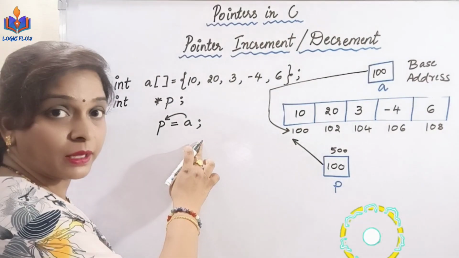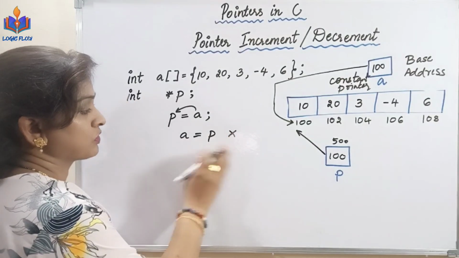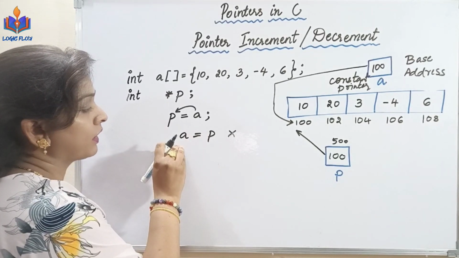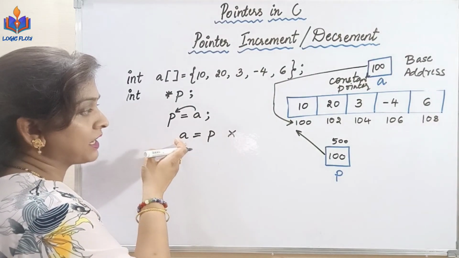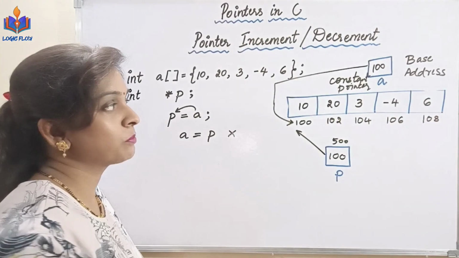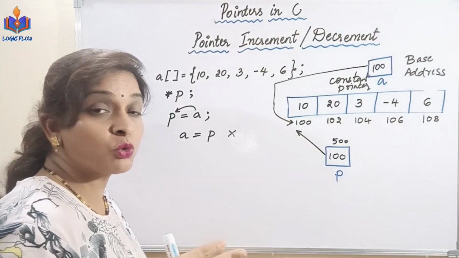a equal to p is not allowed, because you cannot store a pointer value into an array. This array name is also a pointer, but it is a constant pointer, because a constant pointer always points to the base address. You cannot change it.